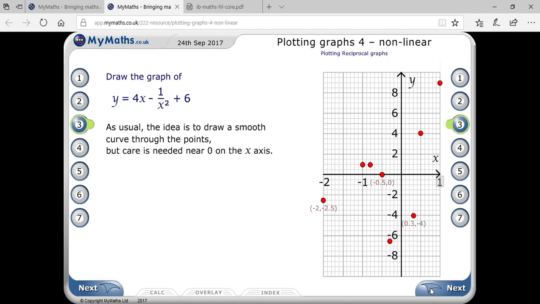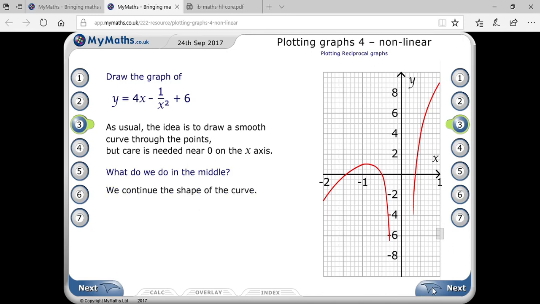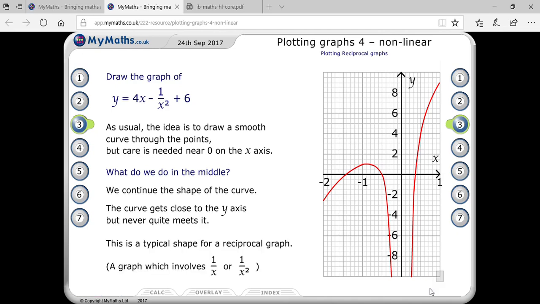So next, as usual, we decide to draw the smooth curve, so you can mark it with a pencil. So you will get this type of graph. Okay. So a reciprocal graph will always be just like this one. Okay, what you are seeing there. Understand? What do we do in the middle? So we continue the shape of the curve. Yes, we can extend that one. So whatever equation is given, the graph is like this. So it is your reciprocal graph, okay?